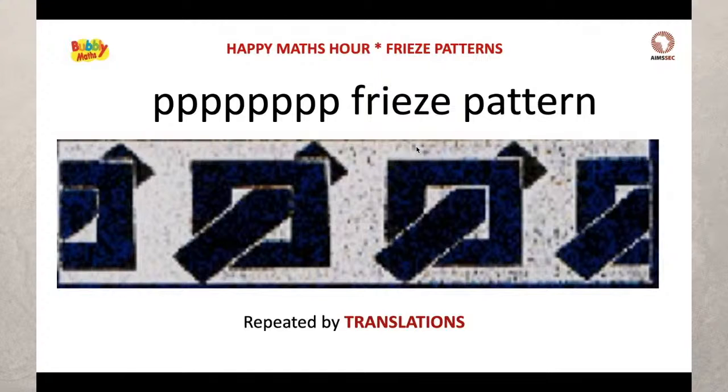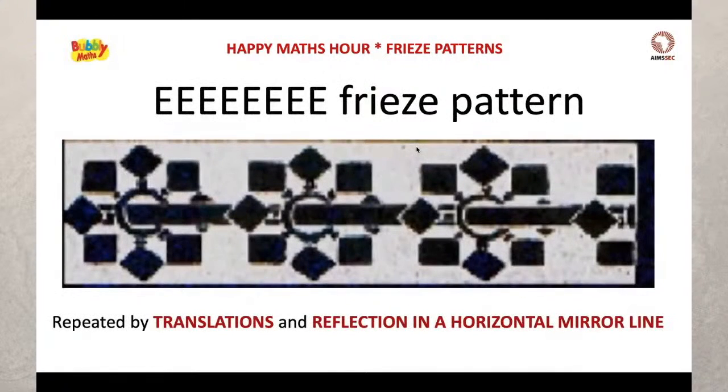So anyway, this one is the simplest of all frieze patterns, and it only has a translation, and that's all, nothing else, a shift or translation. Now here's another one. This is what we call the EEE pattern.